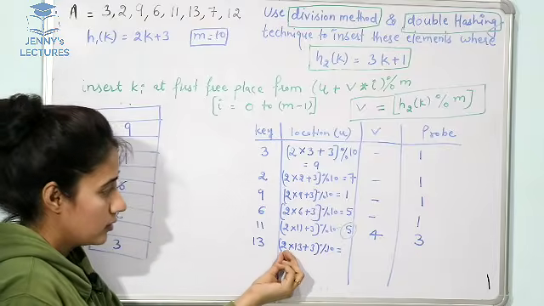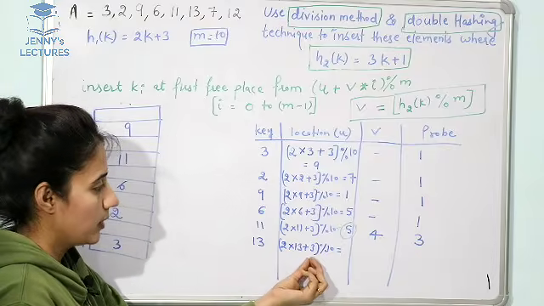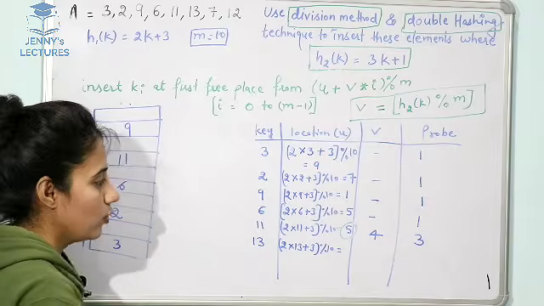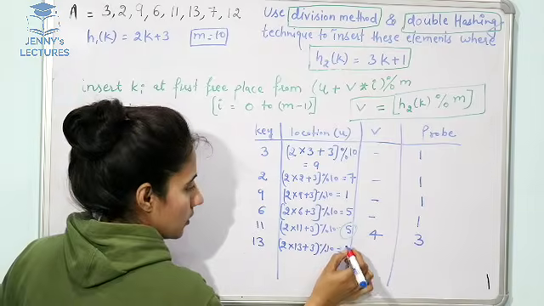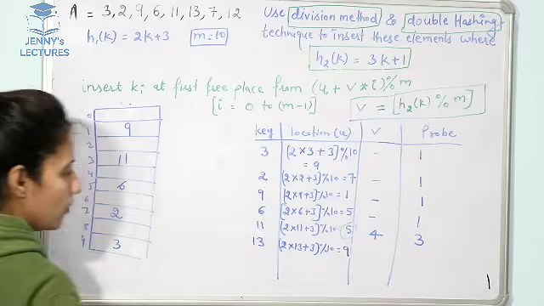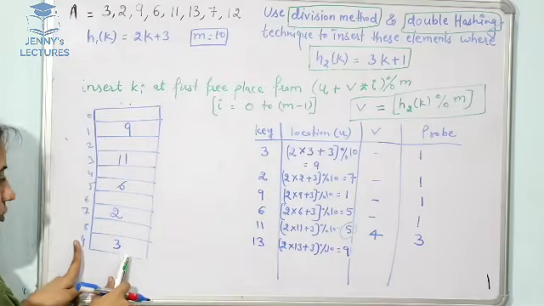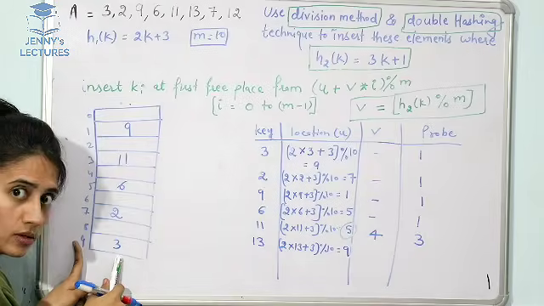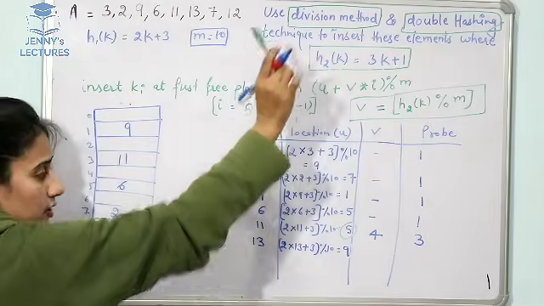13 into 2 is 26. 26 plus 3 is, I guess, 29. 29 mod 10 is what? 9. This one is 9. Go to the 9th place. Oh no, this one is not free. Collision comes. Now you have to apply double hashing technique.